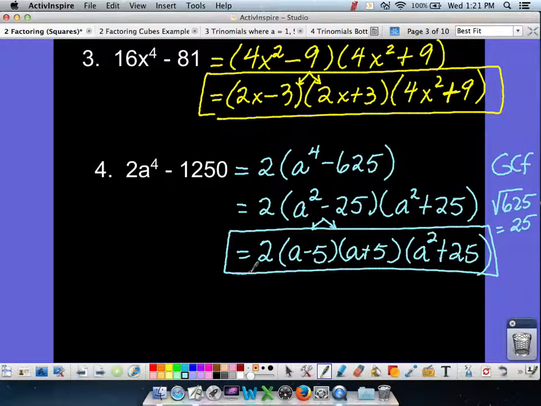So, of course, first, you always look for the greatest common factor. After the greatest common factor, if you have a difference of squares, make sure in your answer that neither of those binomials, especially the difference, is a difference of squares again. You may have to factor more than once.